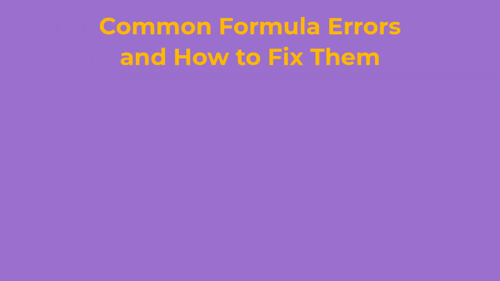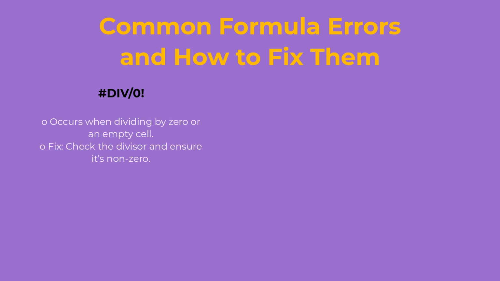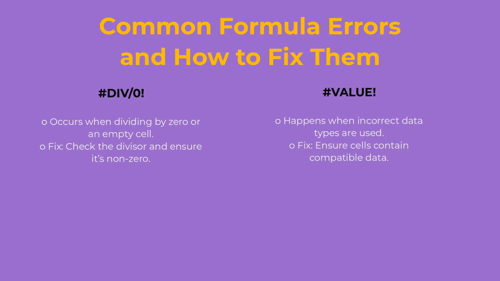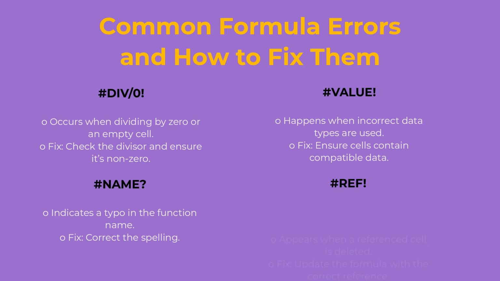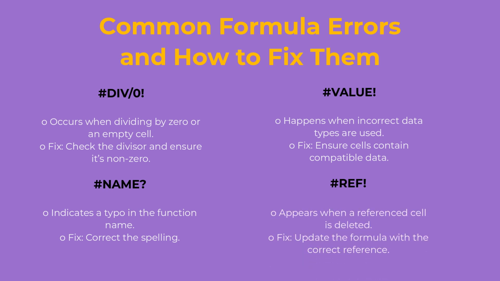Common formula errors and how to fix them. First one is #DIV/0!. Occurs when dividing by 0 or an empty cell. Fix. Check the divisor and ensure it's non-zero. Second, #VALUE!. Happens when incorrect data types are used. Fix. Ensure cells contain compatible data. Third, #NAME?. Indicates a typo in the function name. Fix. Correct the spelling. Last one, #REF!. Appears when a referenced cell is deleted. Fix. Update the formula with a correct reference.